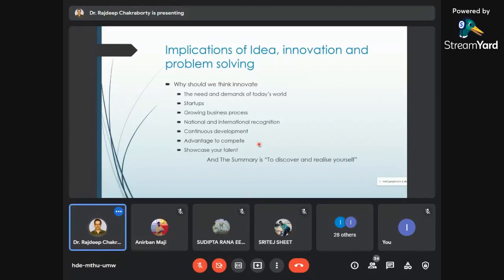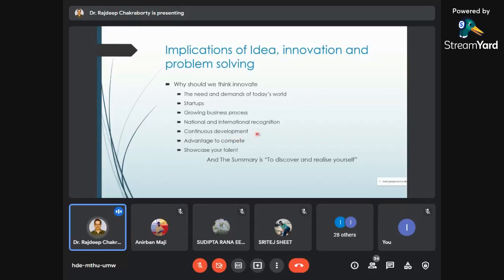Now, why is it important for idea and innovation? Because it is now a need and demand of today's world. Okay, the more you generate new ideas, the more you develop a prototype, the more you succeed. If you want a startup, then idea and innovation is a must. If you already have a business and you want to grow it, then also idea and innovation is a must. You will get national and international recognition.